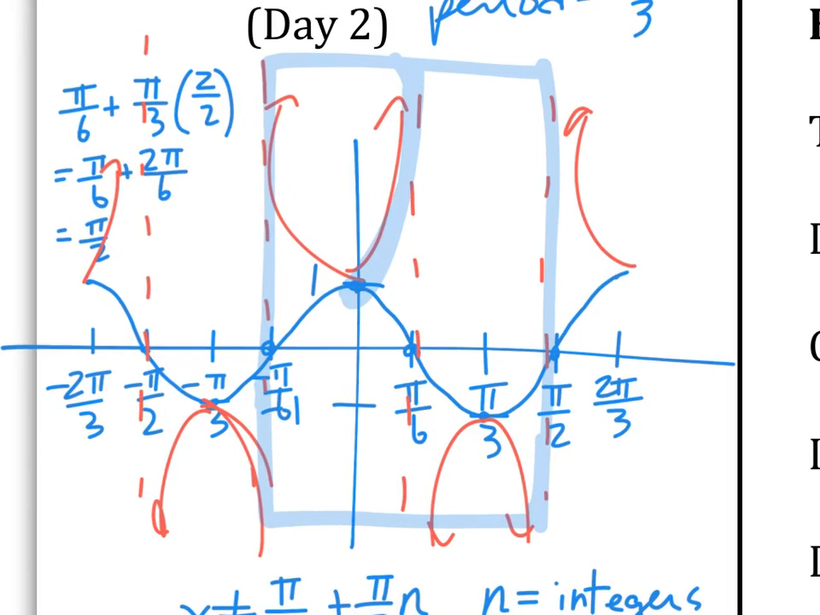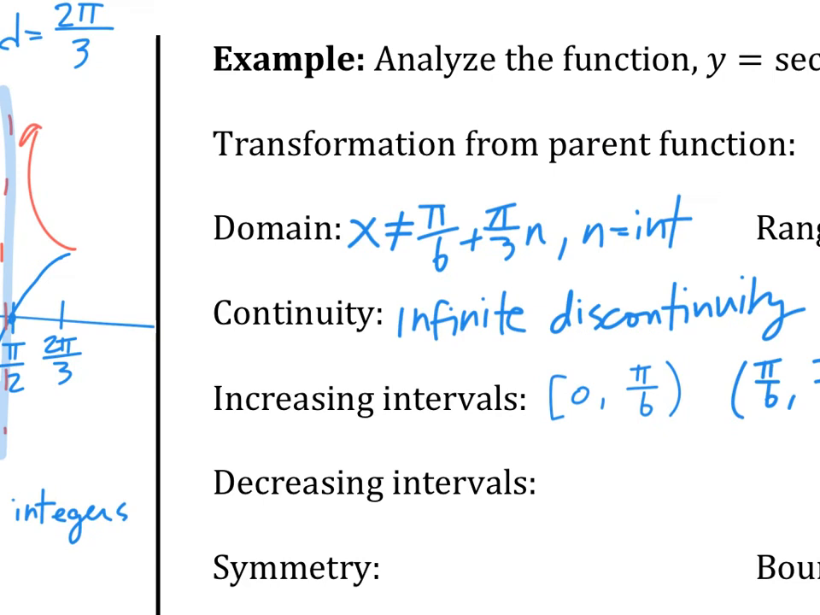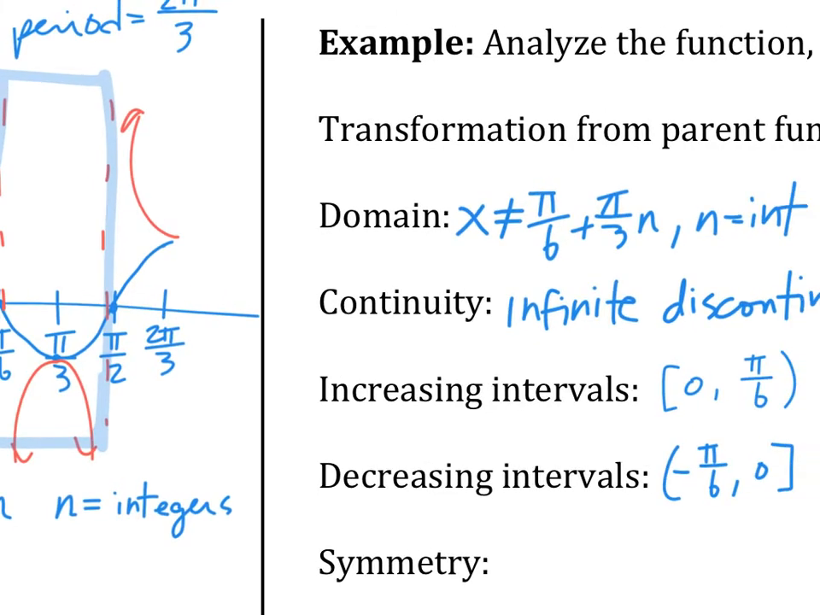Okay, decreasing. From negative pi over 6 to 0, yes. Negative pi over 6 to 0, and then from pi over 3 to pi over 2.